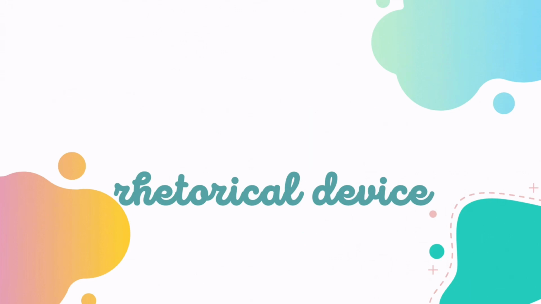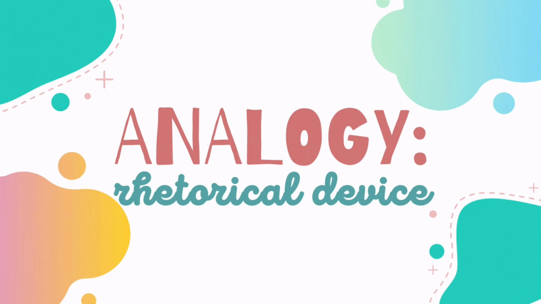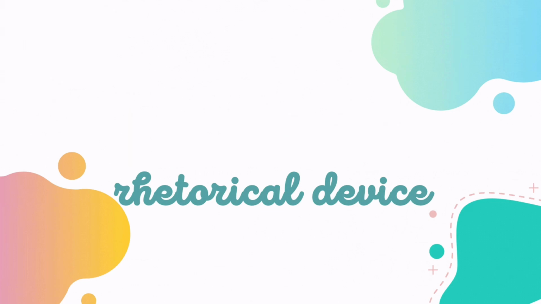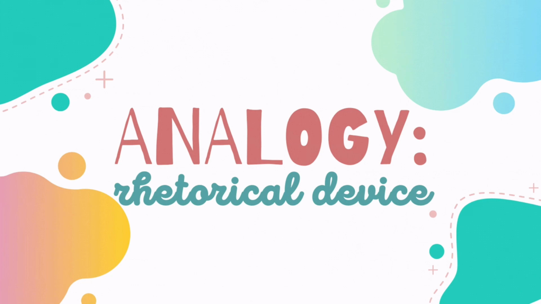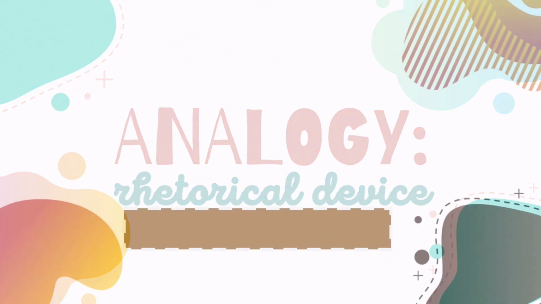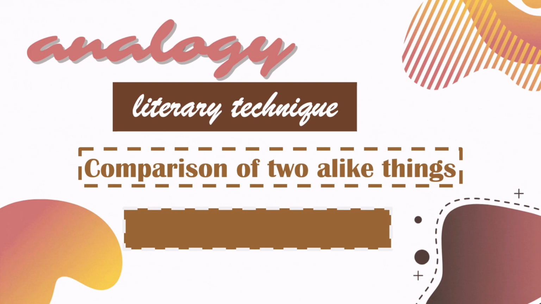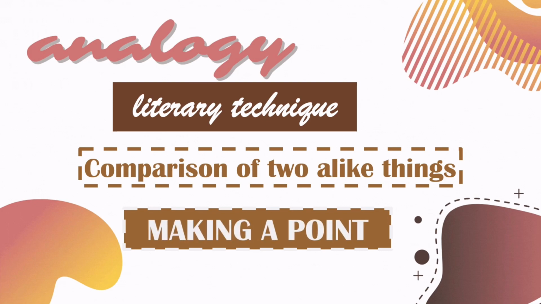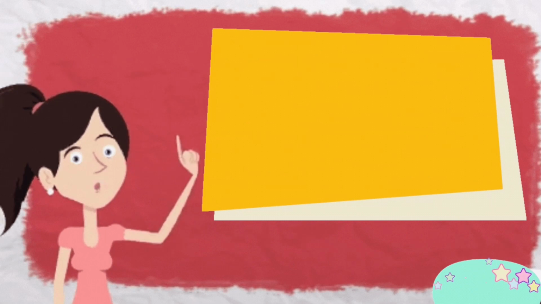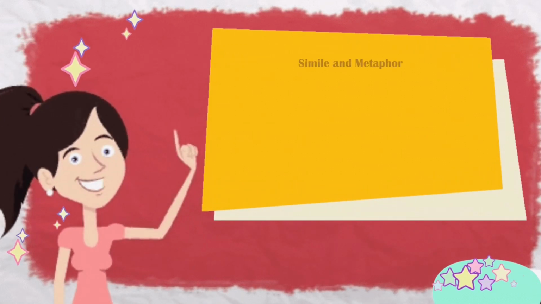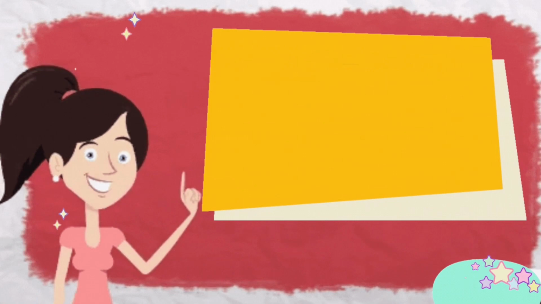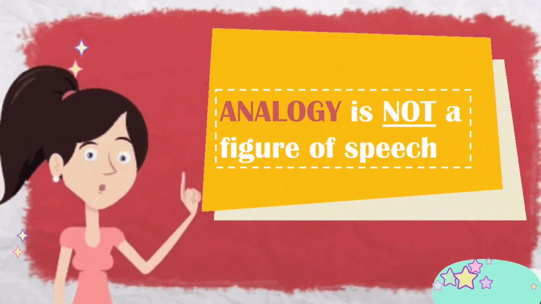This lesson focuses on the use of rhetorical devices like analogy in comparing things in order to describe or make a point. An analogy is a literary technique that involves comparison of how two things are alike, but with the ultimate goal of making a point about this comparison. Although often quite similar or related with simile and metaphor, an analogy is not a figure of speech.